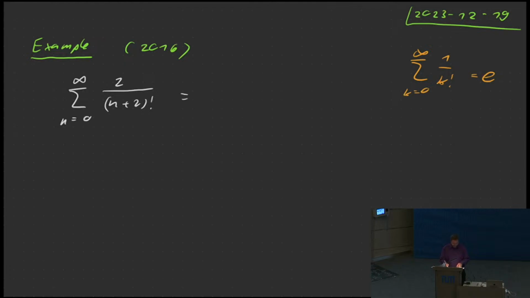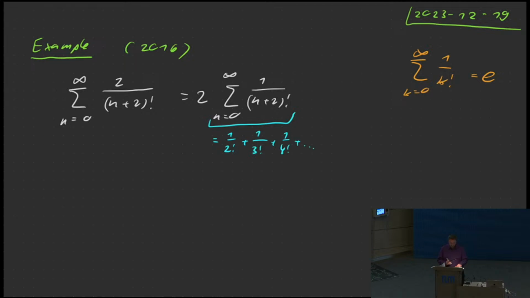And of course, the 2 here in the numerator, that's easy. We can just take that out of the sum. So that's 2 times the sum. Right? And now what is the difference in the sum here? Well, if we consider this sum, we start with n equals 0, and n equals 0 corresponds to 1 over (0 plus 2) factorial. So we have, as the first summand, 1 over 2 factorial. The next one is then for n equals 1. That will yield 1 over 3 factorial, 1 over 4 factorial, and so on.